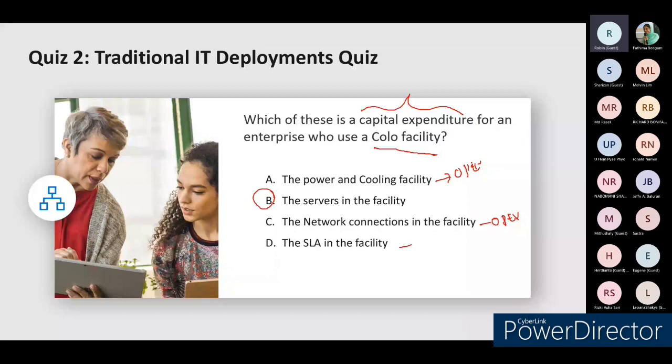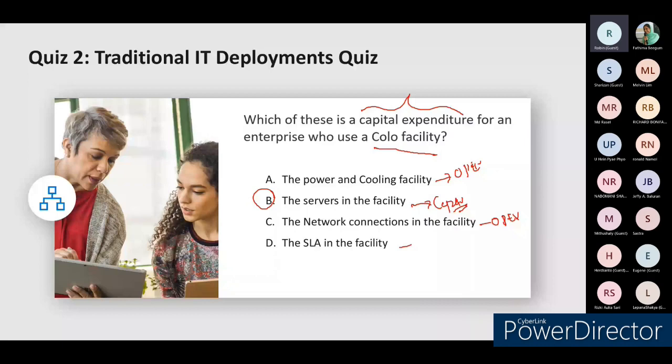So the answer for this question is: servers, equipment, or infrastructure which you are implementing in a customer place are considered a CAPEX cost. Okay. So the answer for this question is CAPEX cost. Yeah, pay as you go model.